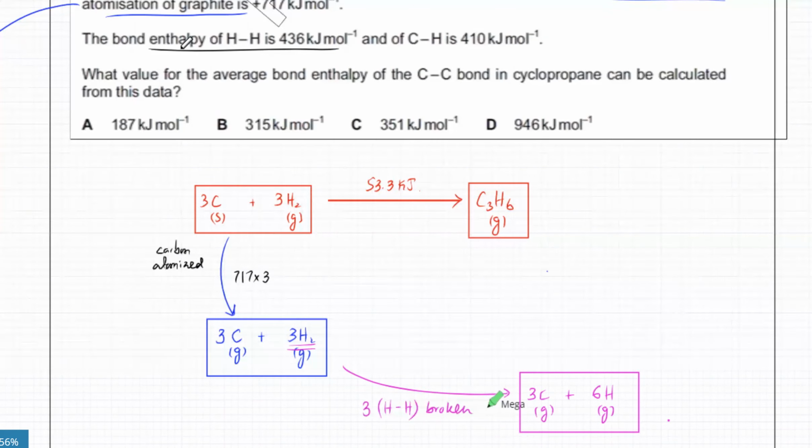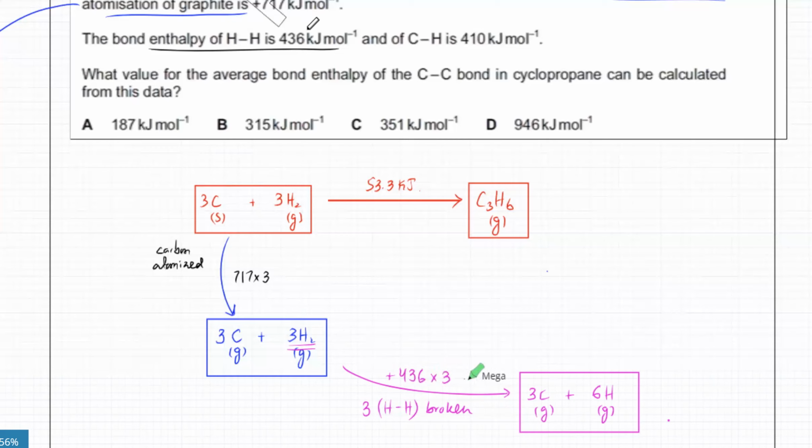He told me the energy for breaking those bonds. The bond enthalpy was given for breaking the HH bond. So I just did that. I broke all the 3 hydrogen molecules and I got 6 hydrogen atoms. The energy required for that, remember it's breaking, so it's endothermic. So that would be positive 436, and it's going to be times 3.